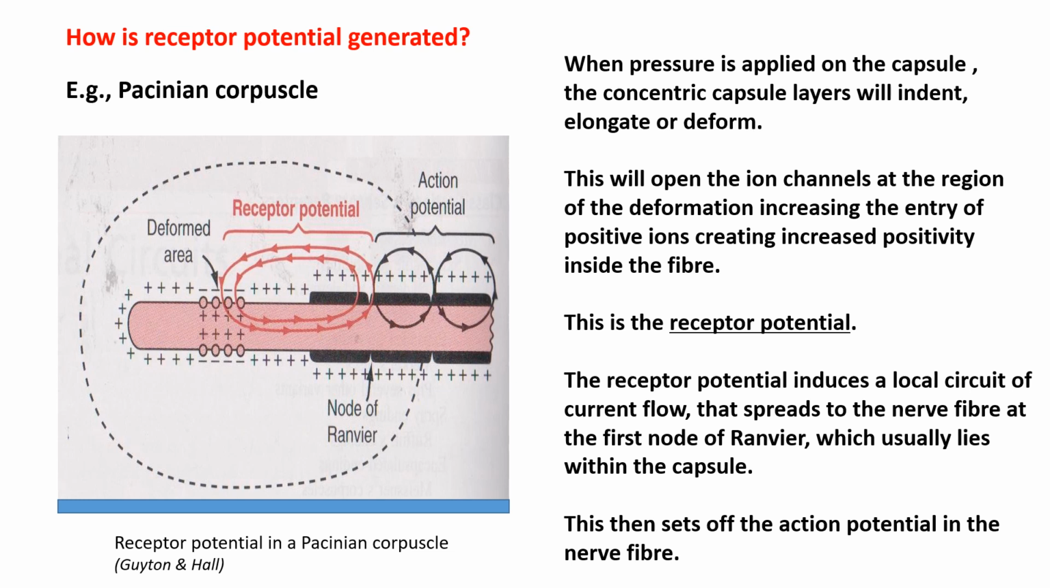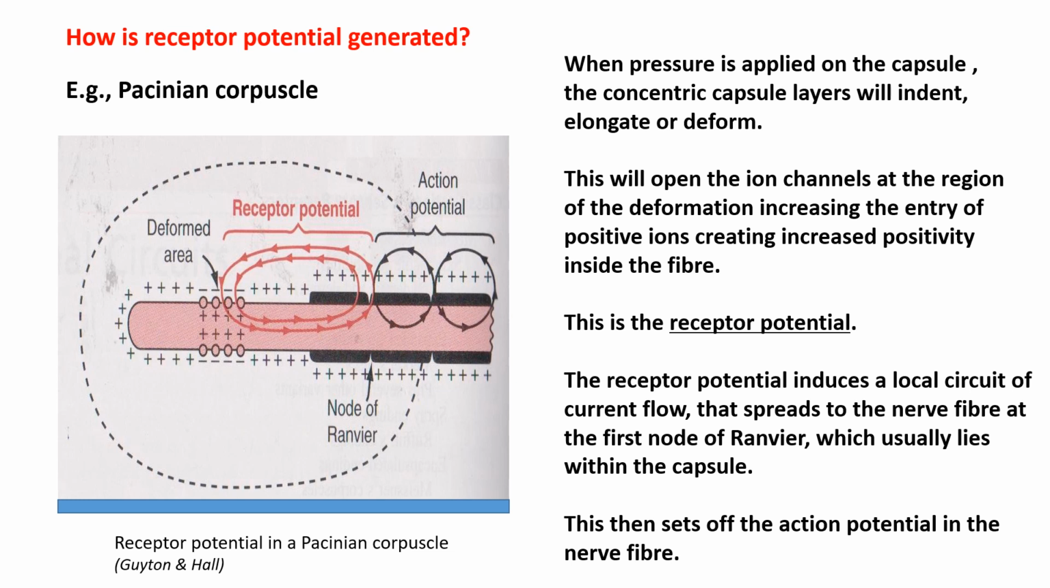We call this the generator potential as well. So the receptor potential that is generated will induce local circuit currents, or current flow, that spreads to the nerve fiber at the first node of Ranvier. And as I mentioned just now, usually the first node lies within the capsule. This then sets off the action potential in the whole nerve. All right. So once the action potential is triggered in the nerve, it is then transmitted along the nerve all the way to the brain.